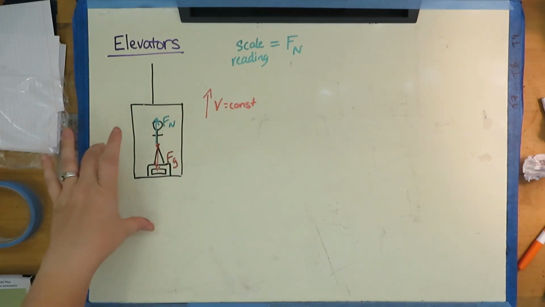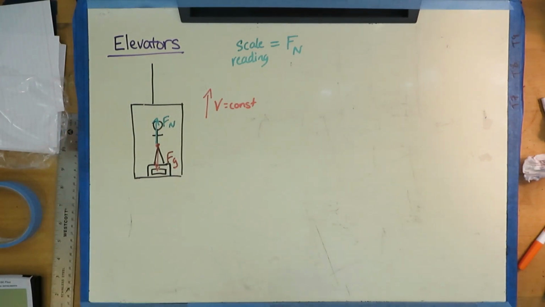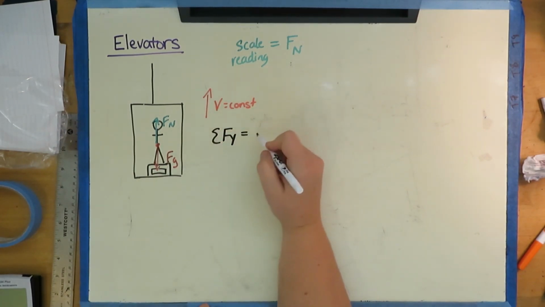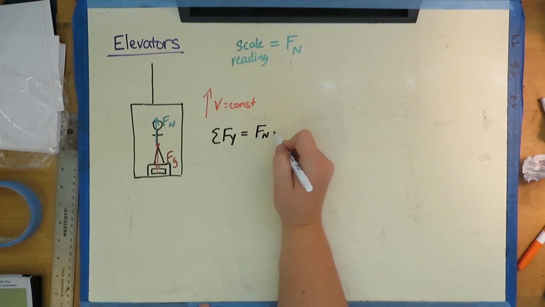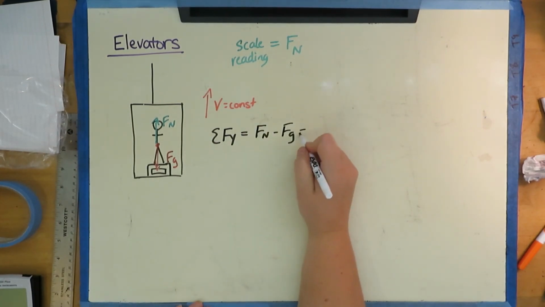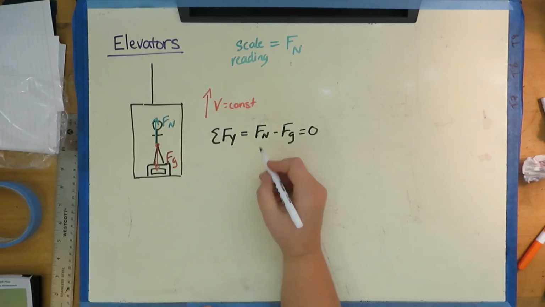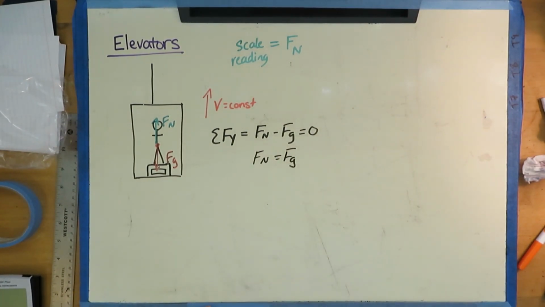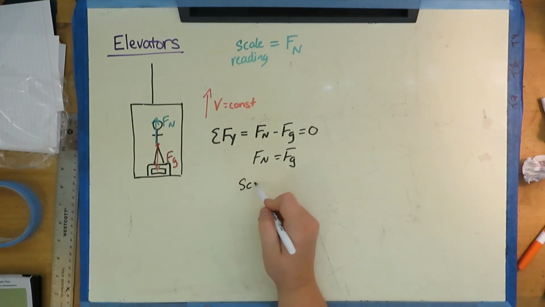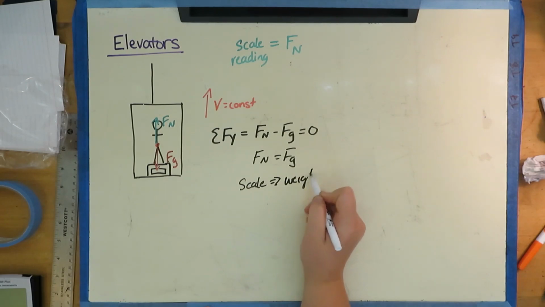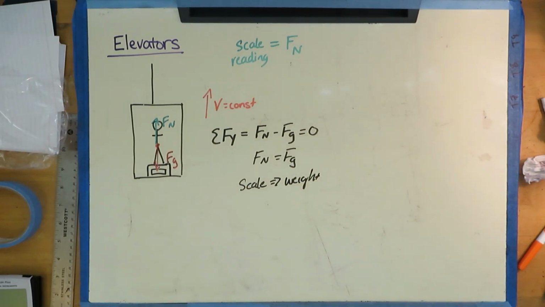And so in this case, if I were to write a net force equation in the y direction, my net force is equal to my normal force minus the force of gravity. And because I'm moving at a constant speed, I have no acceleration, so that's equal to 0. So my normal force would equal the force of gravity. So that tells me that my scale would read my weight, which is my force of gravity. So it would give me my actual weight.